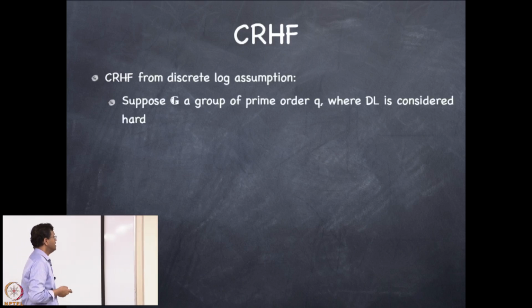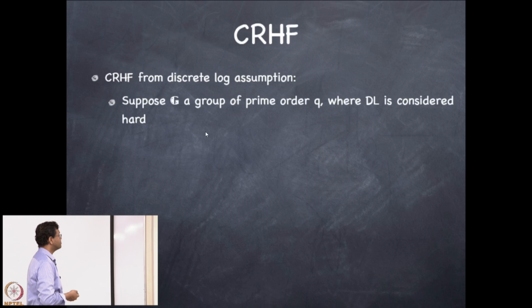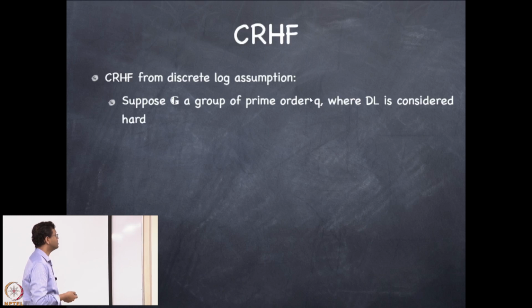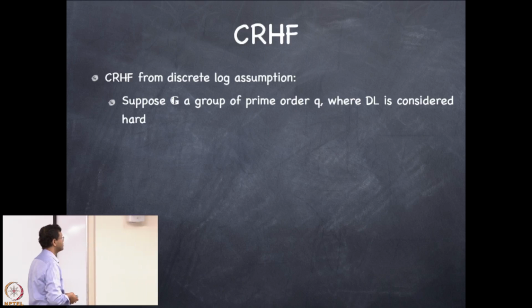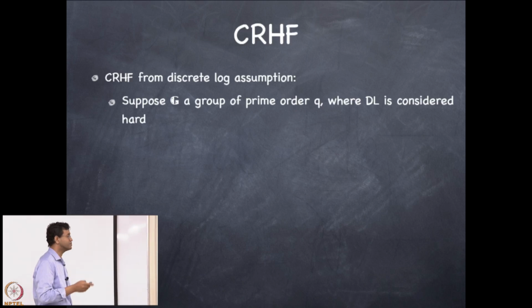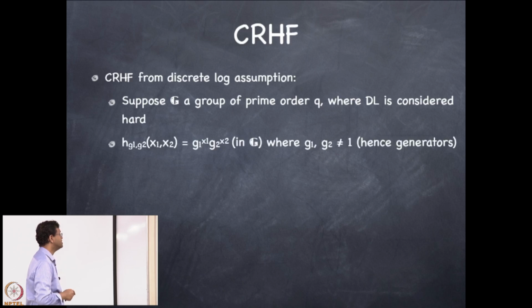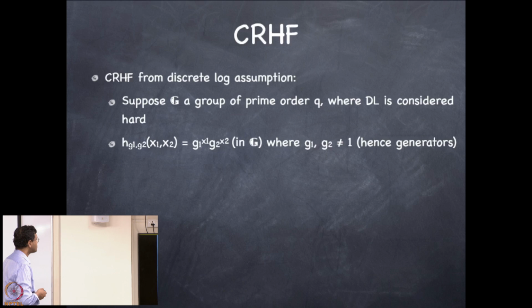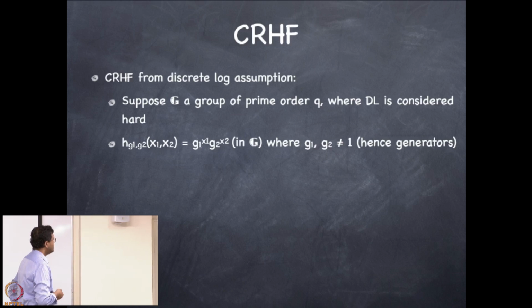We need a group where the discrete log assumption holds, or is assumed to hold. We further need the group to be of prime order, so the number of elements in the group is prime. And there are such candidates. Z_q star is one such group for a prime q. And here is the hash function, all of it, right?